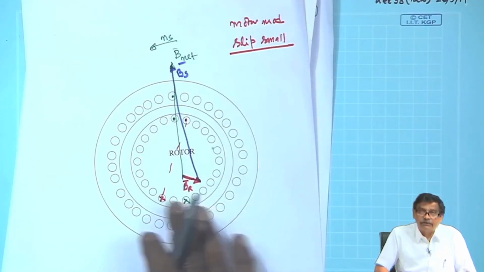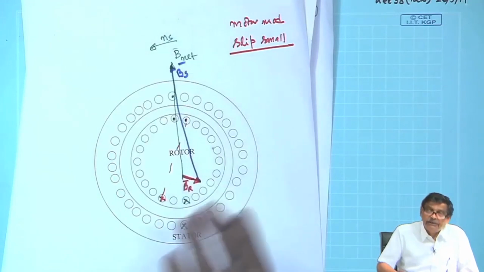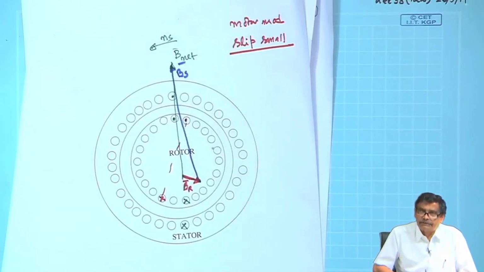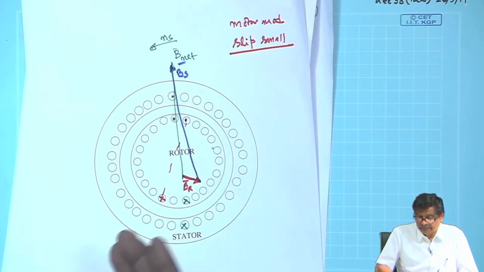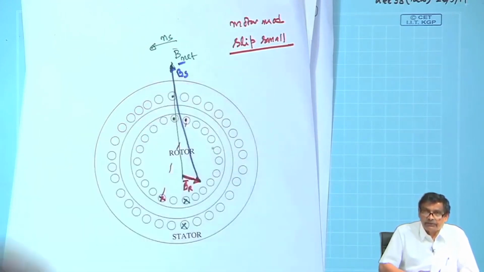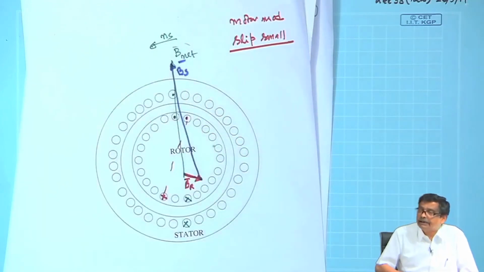Therefore, depending upon the value of the slip, this length will change, while B net will remain practically constant in case of induction motor operation, because the voltage induced in the rotor and supply voltage must match if you neglect the leakage impedance drop. So B net will remain practically constant as slip changes. Got the point.